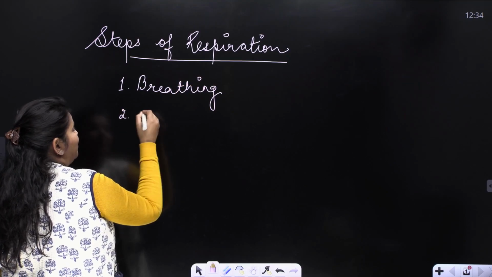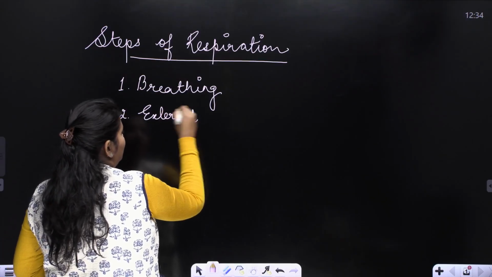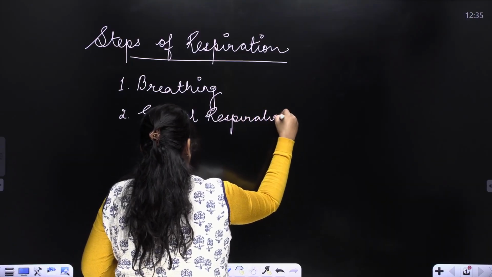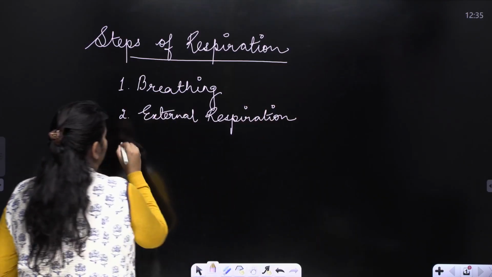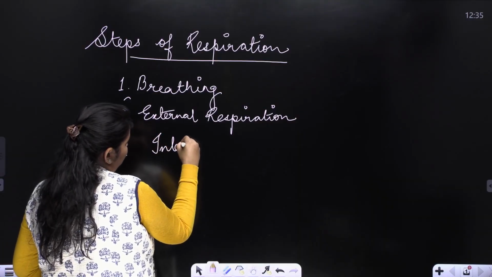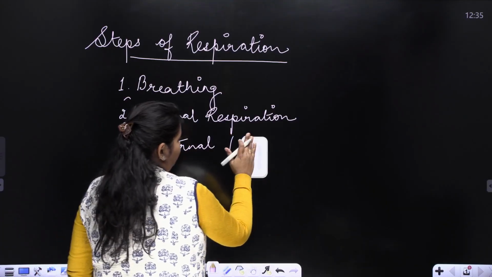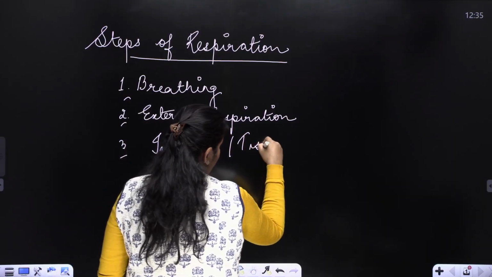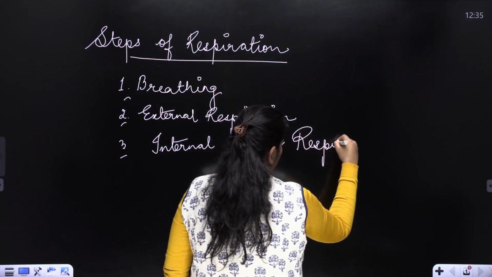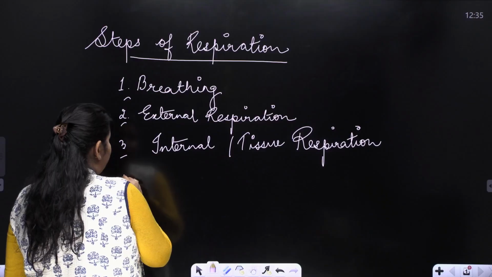The second step is external respiration. The third step is internal or tissue respiration. And the last one is cellular respiration.